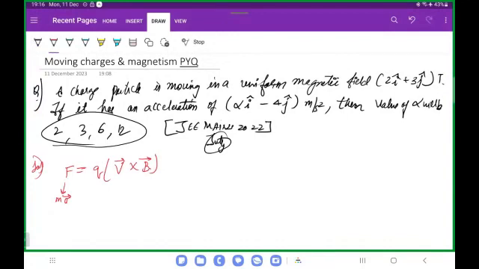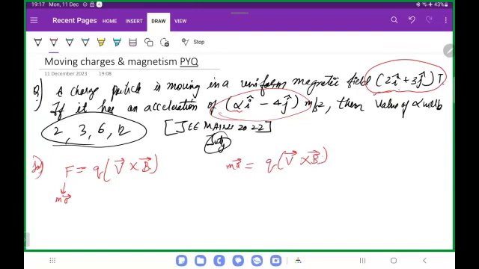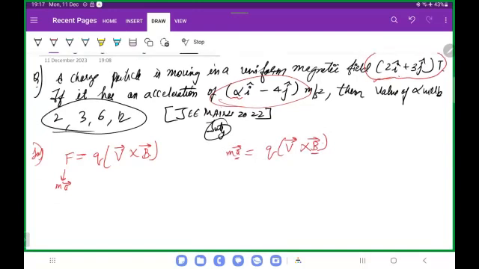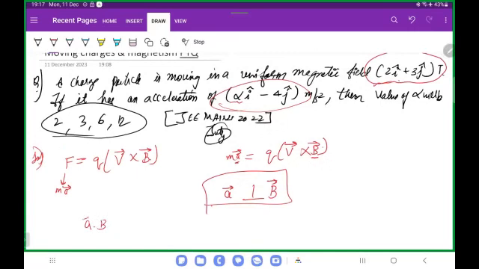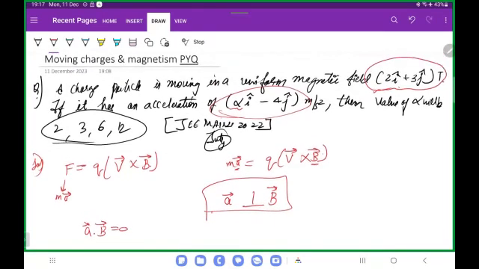No idea? See, we have these two things. Here we have B, and we have acceleration. A charged particle is moving in a uniform magnetic field. So if it has this acceleration, then the value of alpha is here. With this formula, we can say F equals q (v cross B). Out of all this, acceleration and B are perpendicular. If it is perpendicular, that means A dot B should be equal to zero.